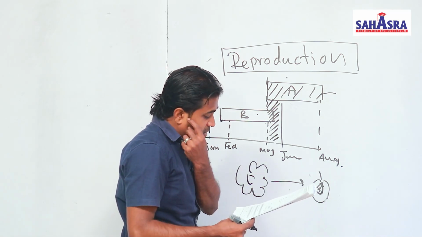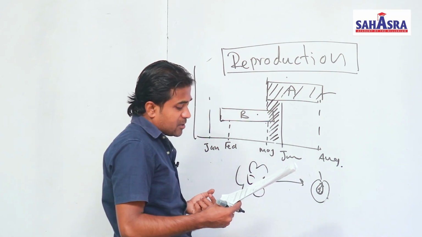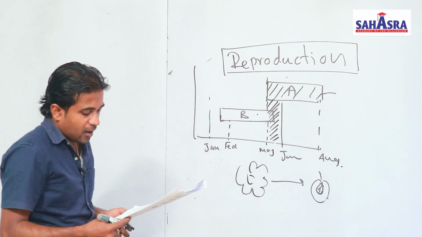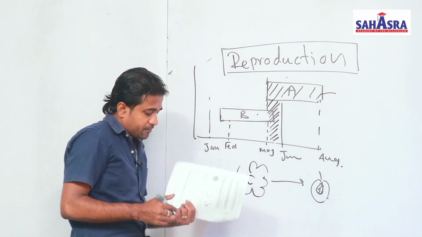Tick one box to show the part of the flower that produces pollen.